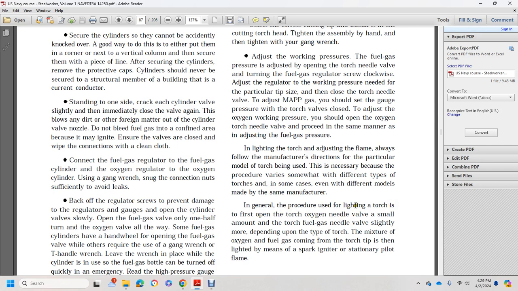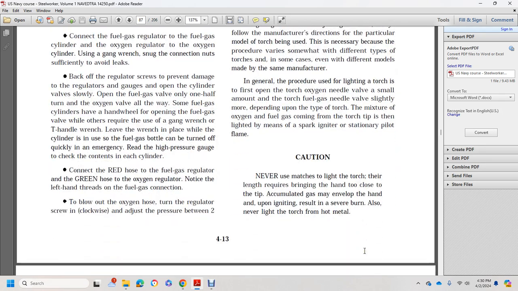In general, the procedure for lighting a torch is first to open the torch oxygen needle valve a small amount, and the torch fuel gas needle valve slightly more, depending upon the type of torch. Make sure the oxygen and fuel gas are coming from the torch, which is then lighted by means of a spark lighter or a stationary pilot flame.